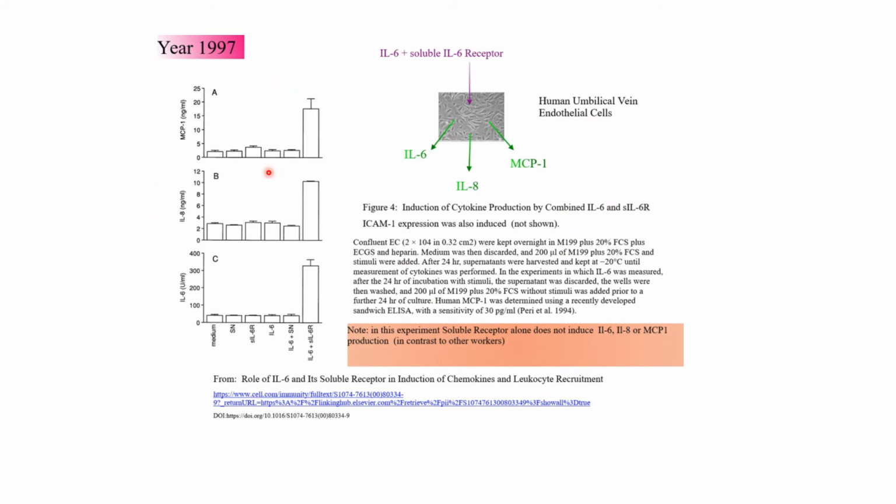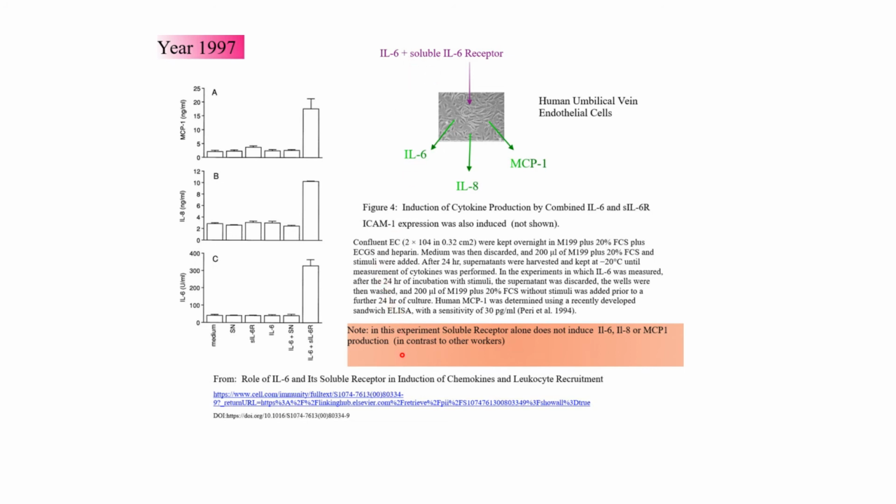Data is here, the year is 1997. I'm going to get straight to the point, the conclusion of the results. If you give the HUVEC IL-6 plus IL-6 soluble receptor, they then give out more IL-6, they give out IL-8, they give out MCP1. Note, in this experiment, soluble receptor alone does not induce IL-6, IL-8 or MCP. You have to give IL-6 also.